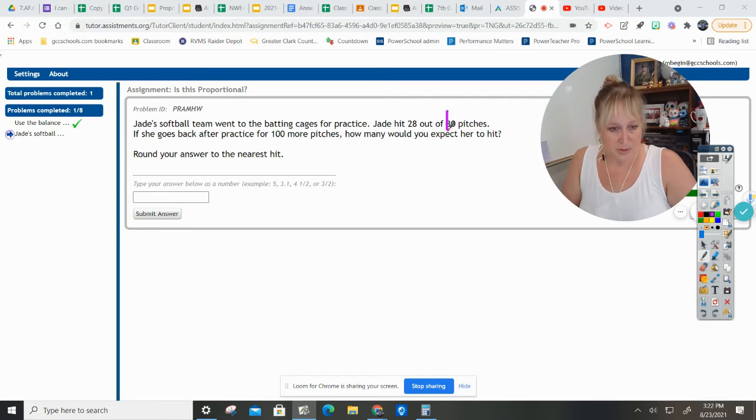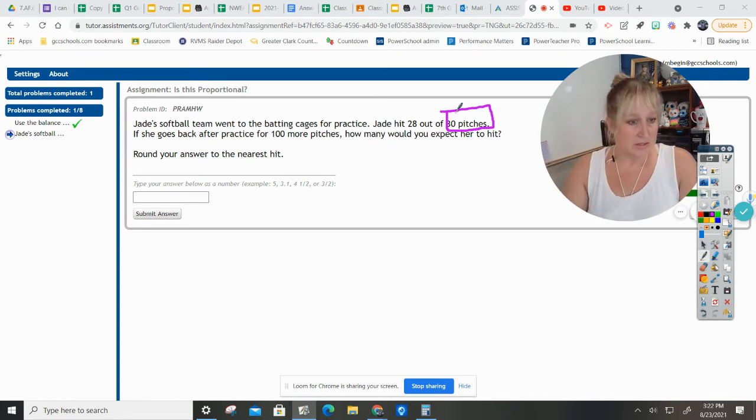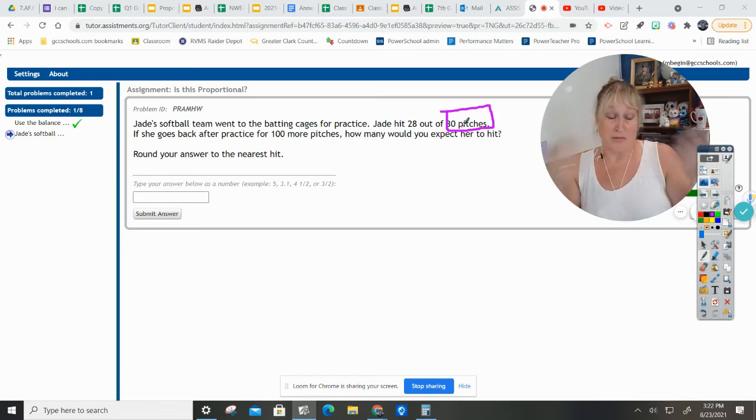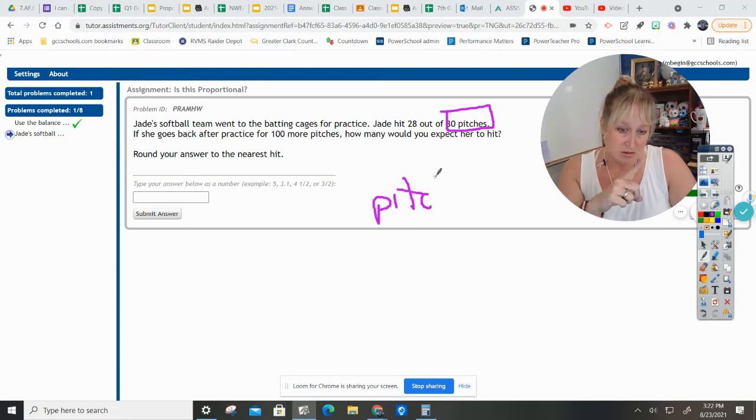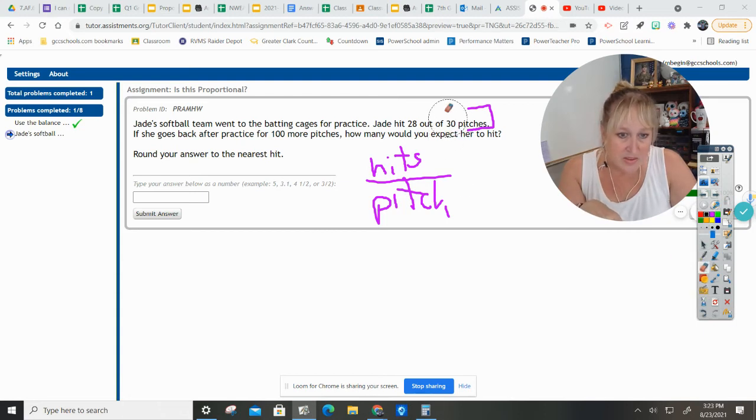There is an independent variable. This means these pitches, they're going to keep happening no matter what. So this is our independent variable. It's not going to change. I've never really played a batting machine, but it keeps shooting the ball at you no matter what. So that is our independent. It does not change. So we're going to put pitches to hits. So our pitches don't change. I think it's 30. Okay, so 30 goes on the bottom.